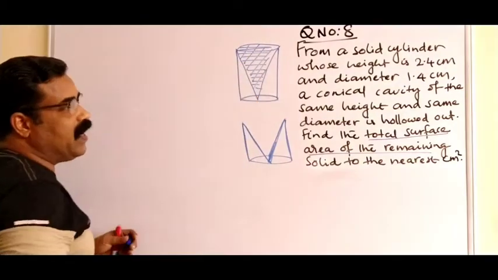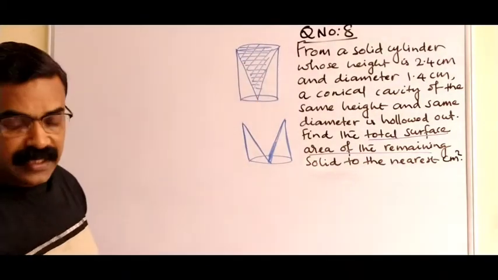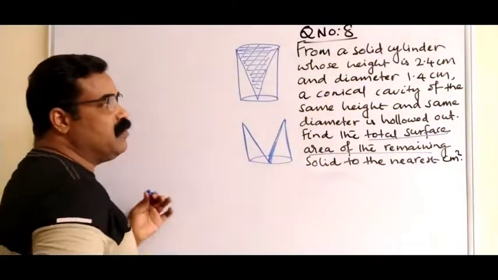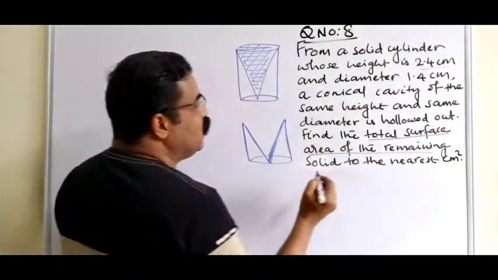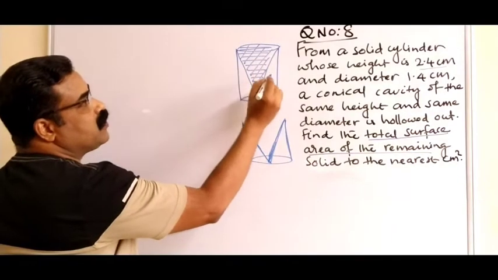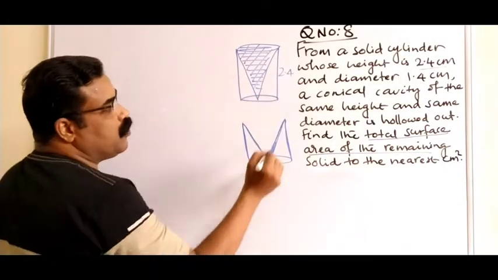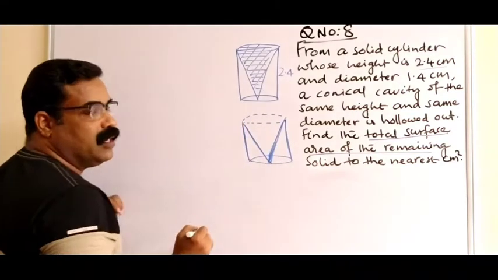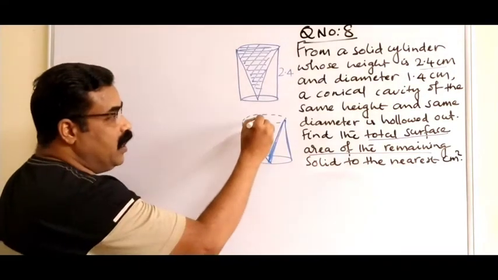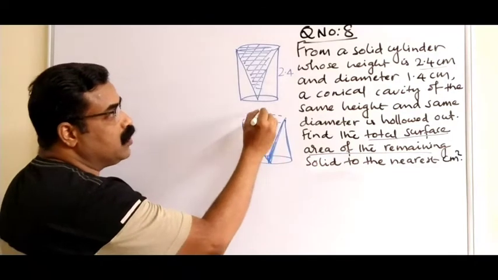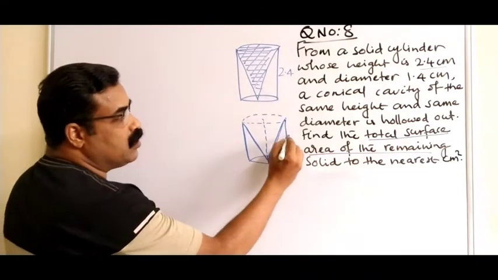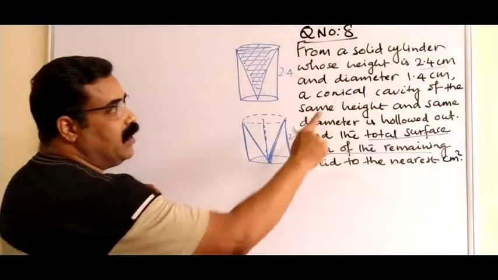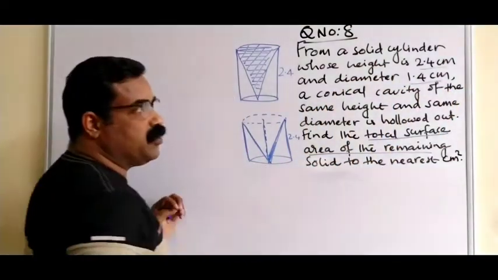Now what are the parameters given here? Let us see that. Here it is given height is 2.4 centimeter. Let us write all those things. This is 2.4 centimeter. So suppose I am drawing a dotted line here to show that it is a cone. So the height of the cone will also be equal to 2.4 centimeter. Here also it is 2.4. And diameter is given 1.4 centimeter, students.